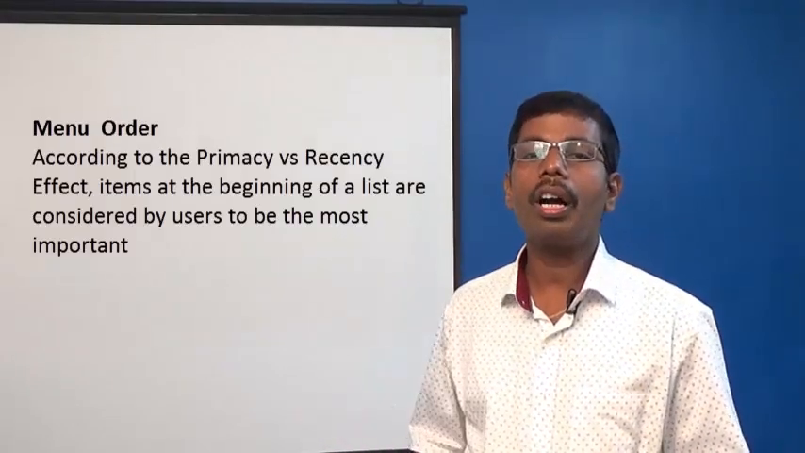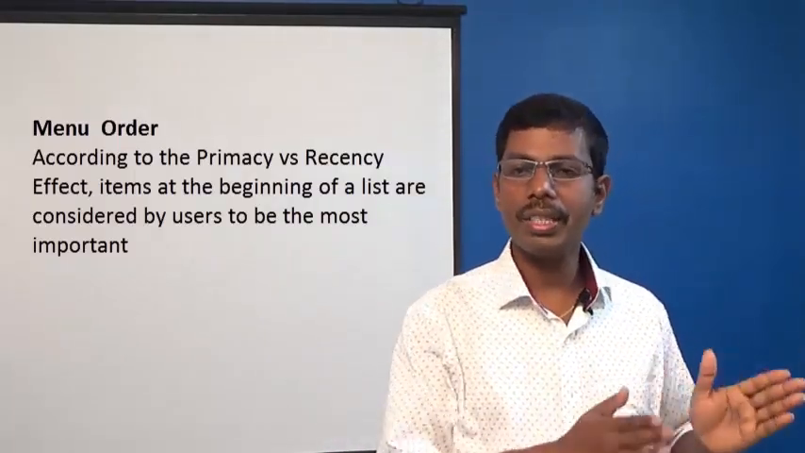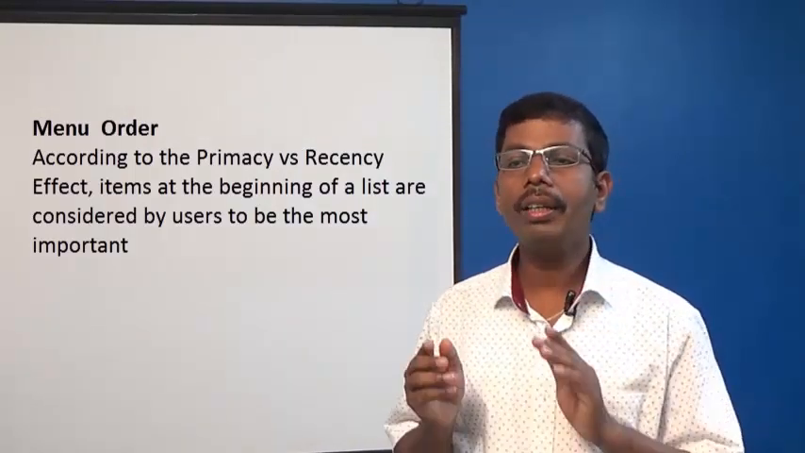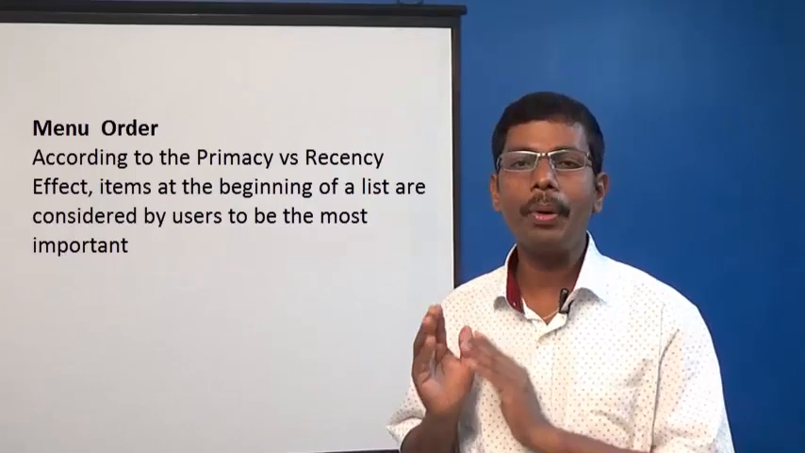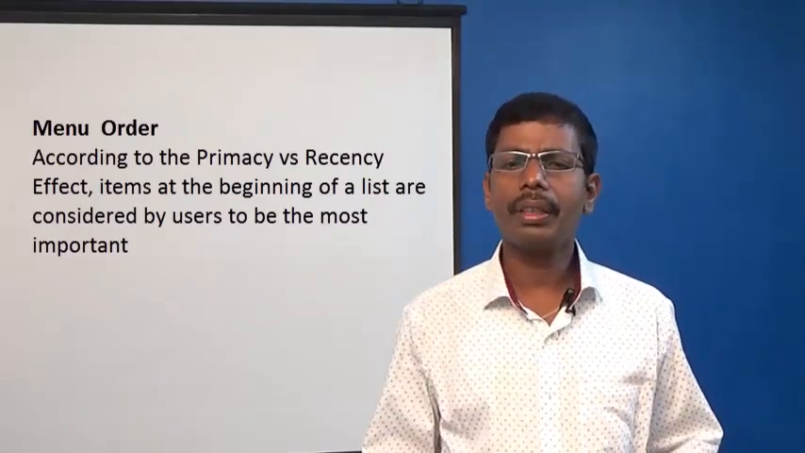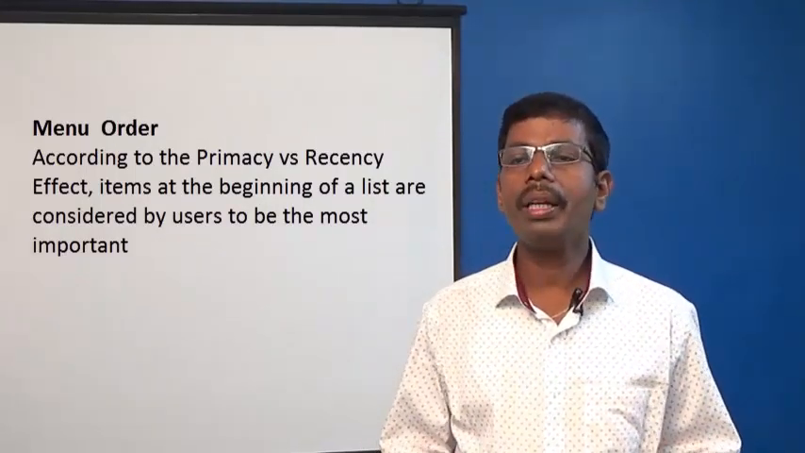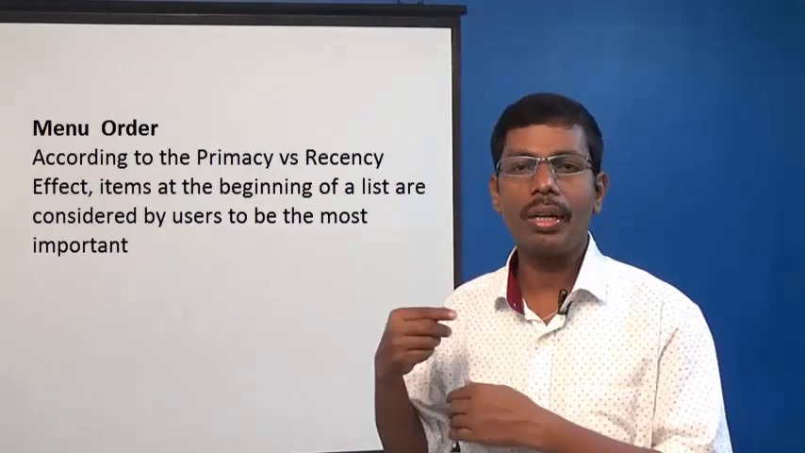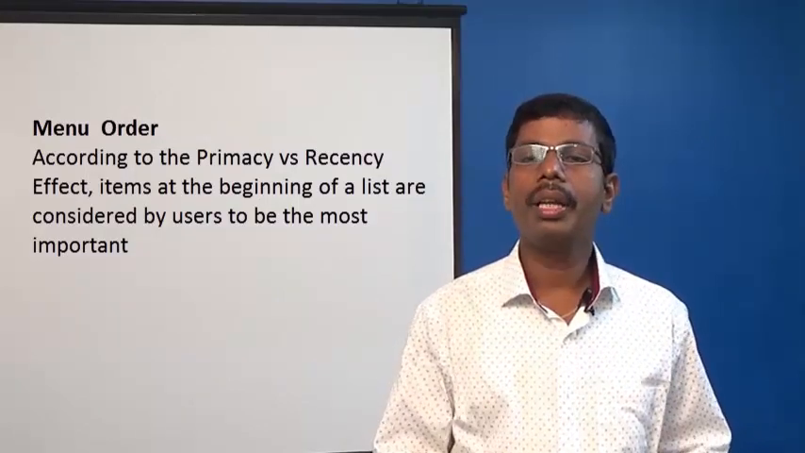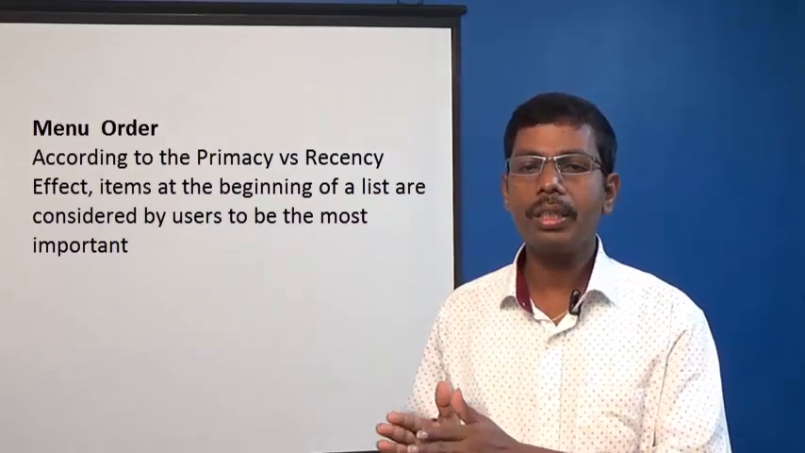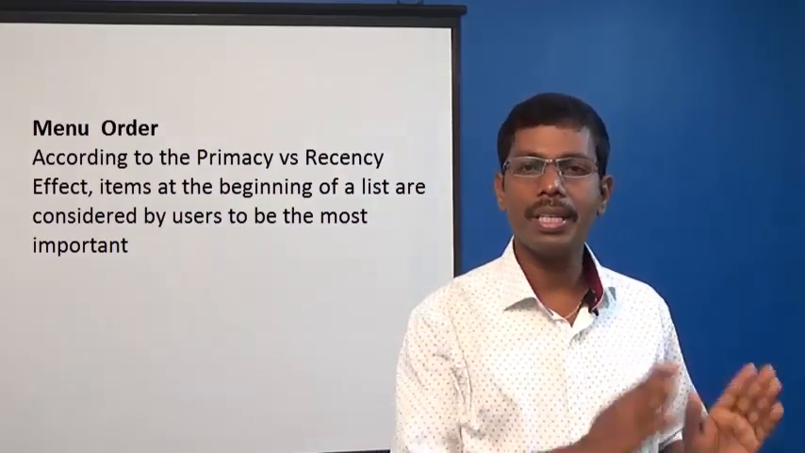Then menu order. According to the primacy and recency effect, items at the beginning of a list are considered by users to be the most important. The primacy effect is the beginning. You remember it because that is where you started. Your long middle blurs together, then the recency effect is the finish. You remember the end the best.